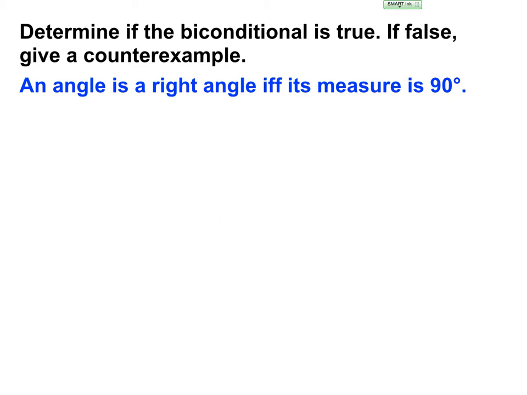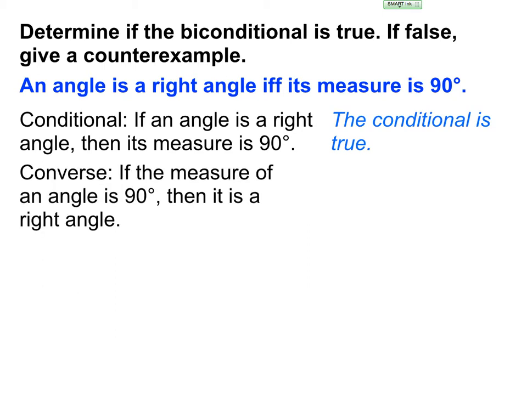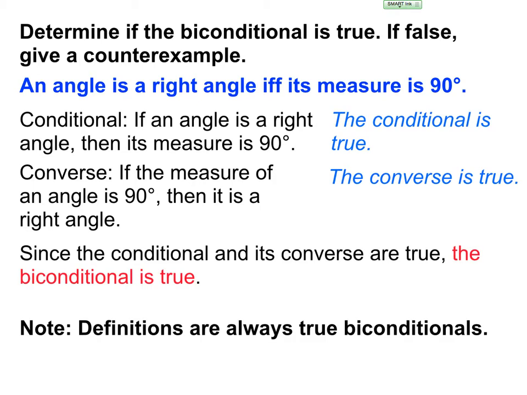So determine if this biconditional is true. If it's false, give a counterexample. So pull it apart. If an angle is a right angle, then its measure is 90. True or false? True. Converse: if an angle's measure is 90 degrees, then it's a right angle. True. So it's true both ways. Biconditional would be true.